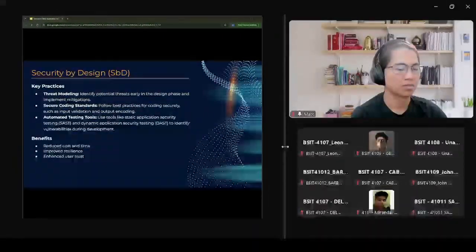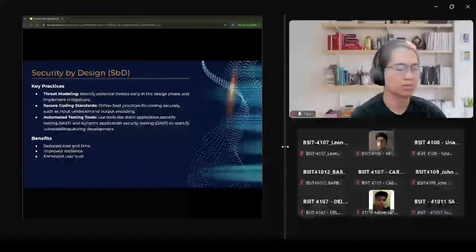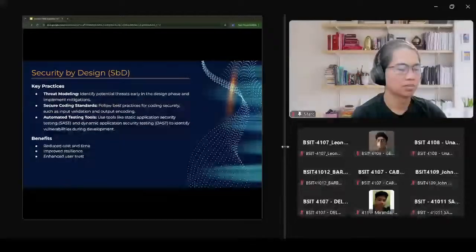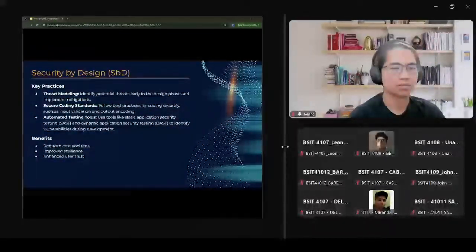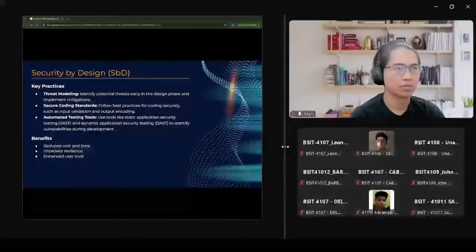Another technique is security automation. Automation is a game changer in security. Tasks like vulnerability scans, patch deployments, and encryption key rotations can be automated, reducing human error and speeding up the process.